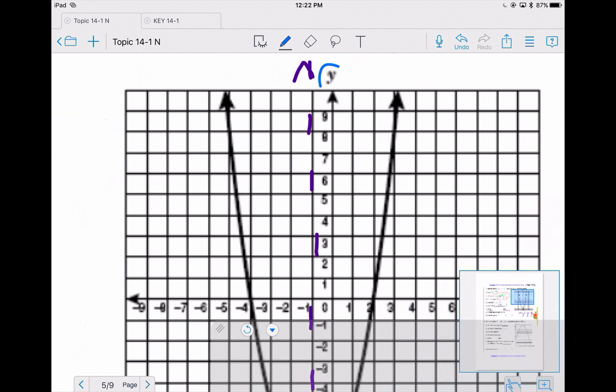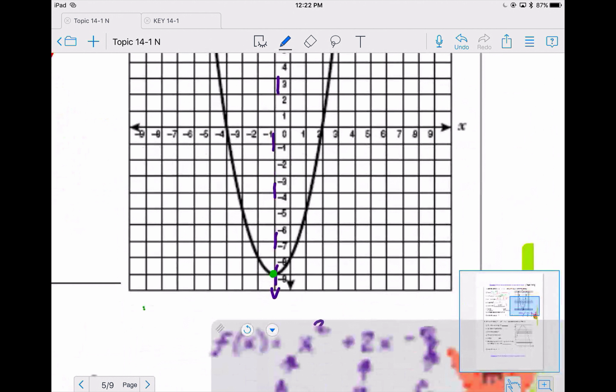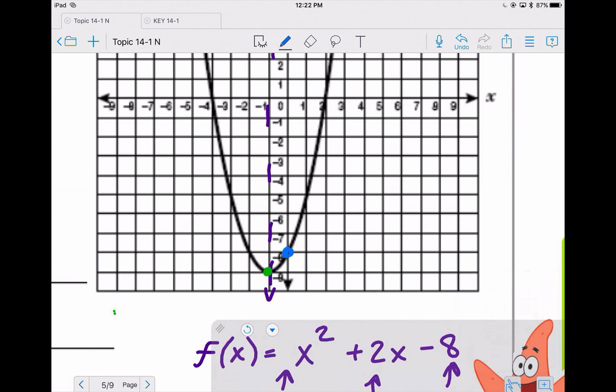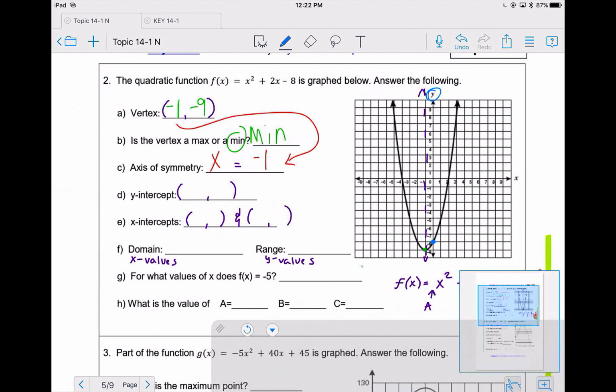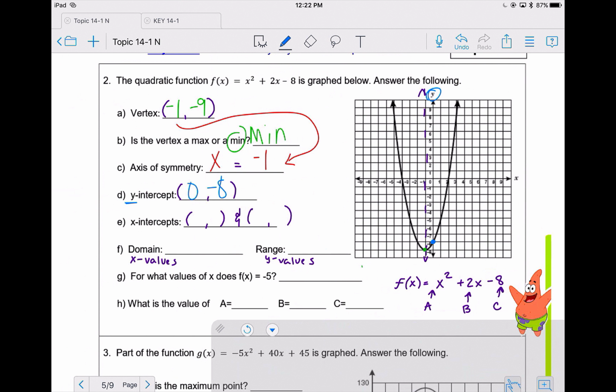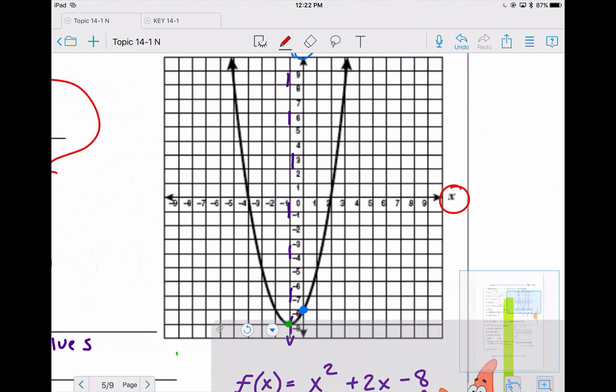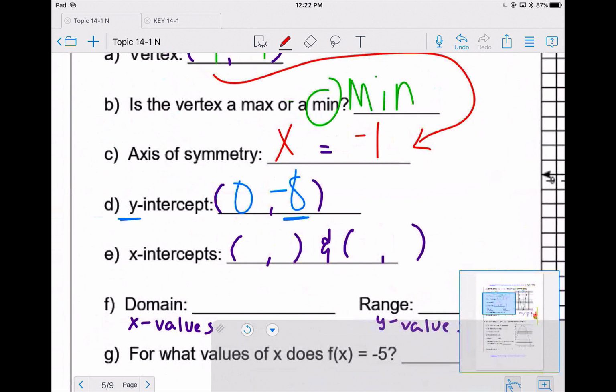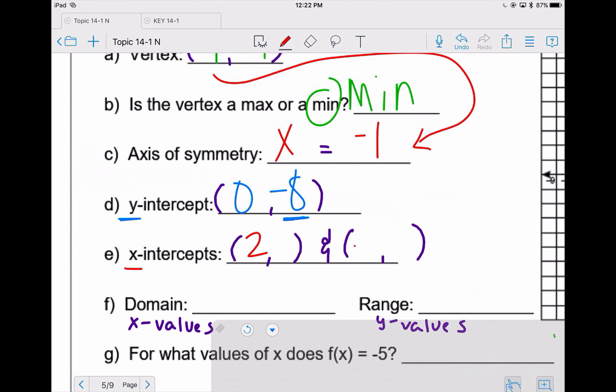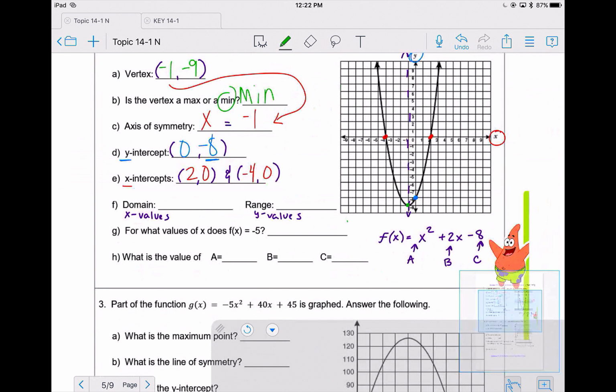The y-intercept is where it crosses the y-axis, so my y-axis is the one that goes up and down. It crosses at -8. So remember, whatever intercept letter you have, like we have a y, so my number goes in y, and 0 goes in for x. My x-intercepts are where they cross the x-axis. They cross at 2 and -4. Again, we have x, so 2 and -4 go in my x spots, and then 0, 0 for the other parts. Domain is always all reals.